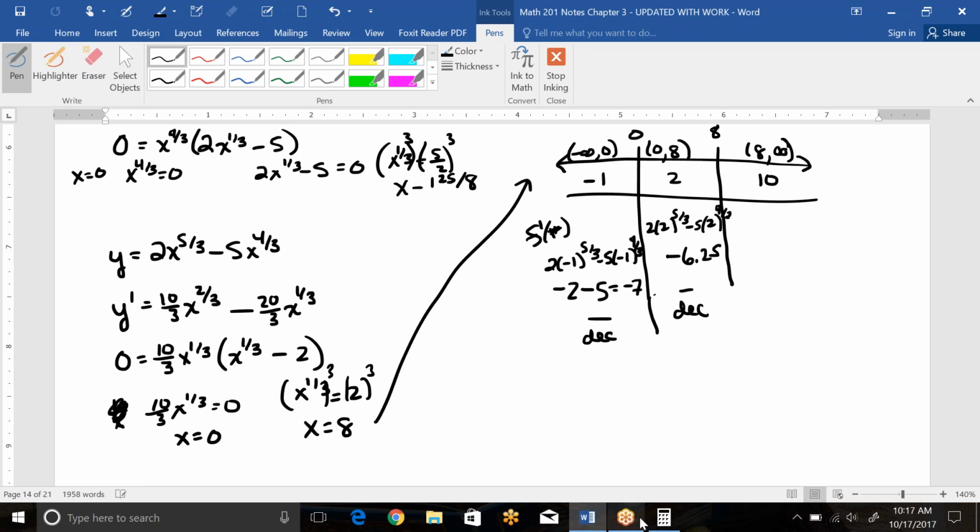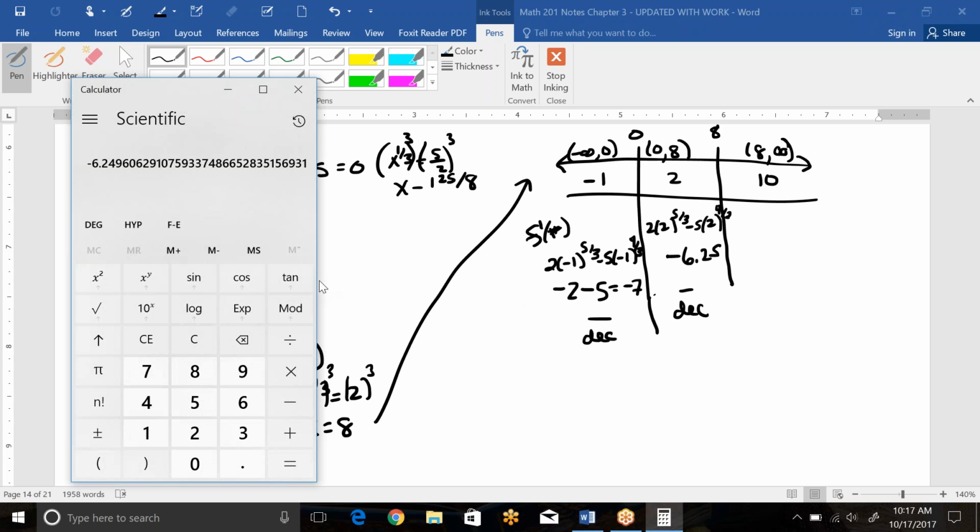Let me double check the first one again. I might have made an error on that one. So let's see. 2 times parentheses negative 1 to the 5/3. And then we're going to minus from that 5 times negative 1 to the 4/3.